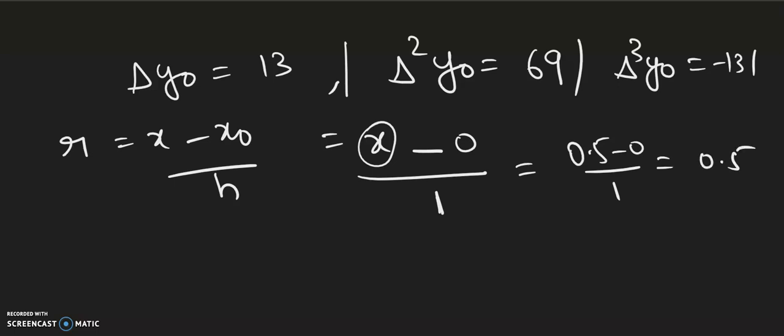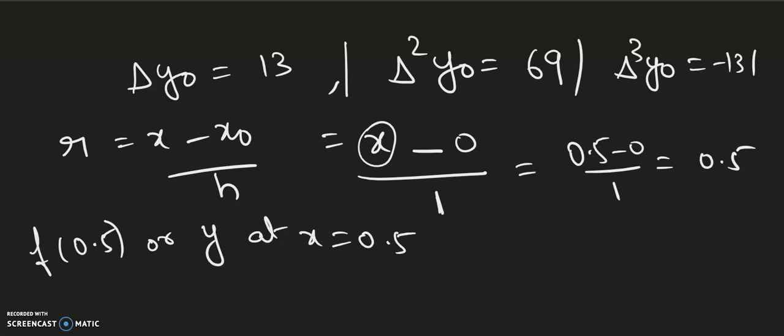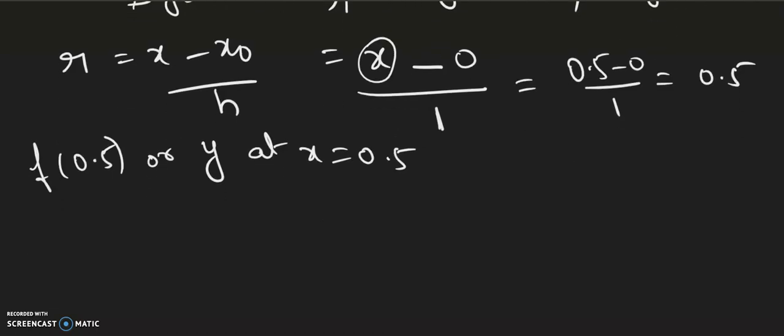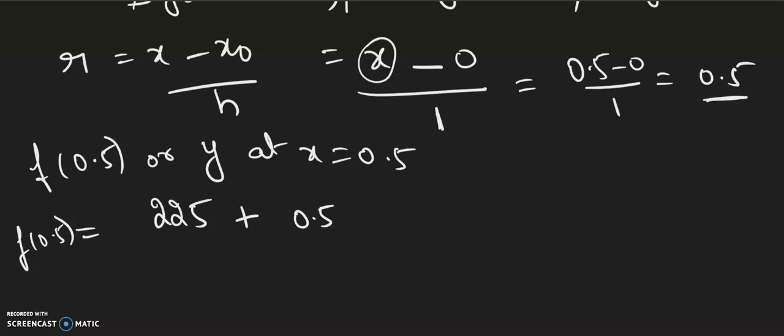This is your r. Now in your formula, you will write f of 0.5, or you can write y at x equal to 0.5. Both are the same. So going back to the formula, f of 0.5 is equal to, what is the first term in your formula? Y0. You can check the tabular column, it is 225, plus r into delta y0. R is 0.5, just now I calculated. And delta y0 is nothing but 13.